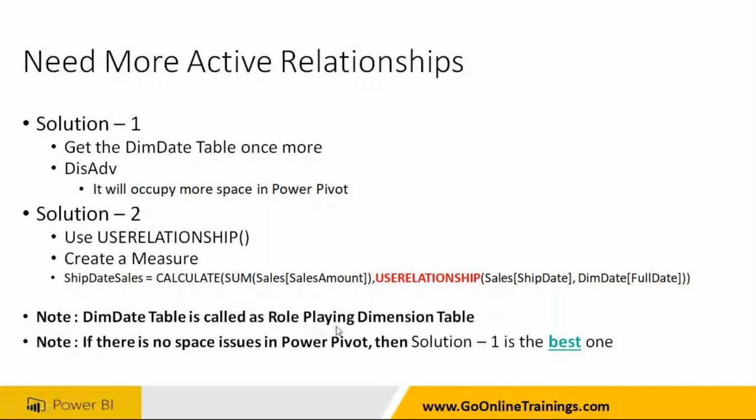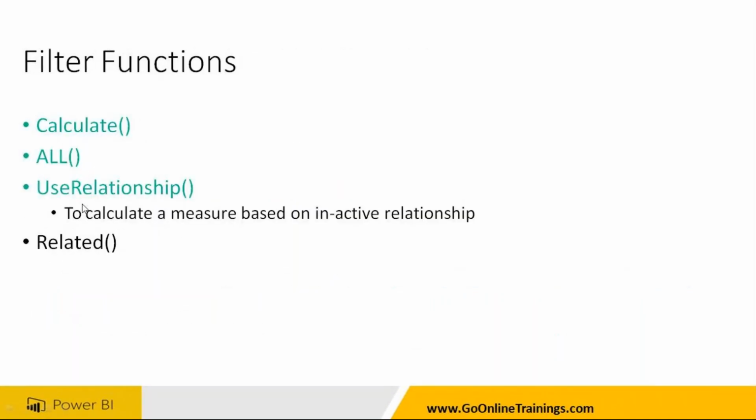So, what is the best approach? Bringing the dimension table, the dim time table, once more is the best approach. If you have a space constraint, then going for solution number two is always better. Clear? So, why USERELATIONSHIP is very, very important: to calculate a measure based on an inactive relationship.